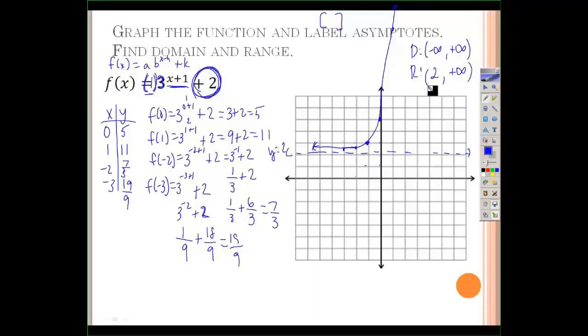So there you have it. Let's look at a couple more here. We should be getting good at these now.